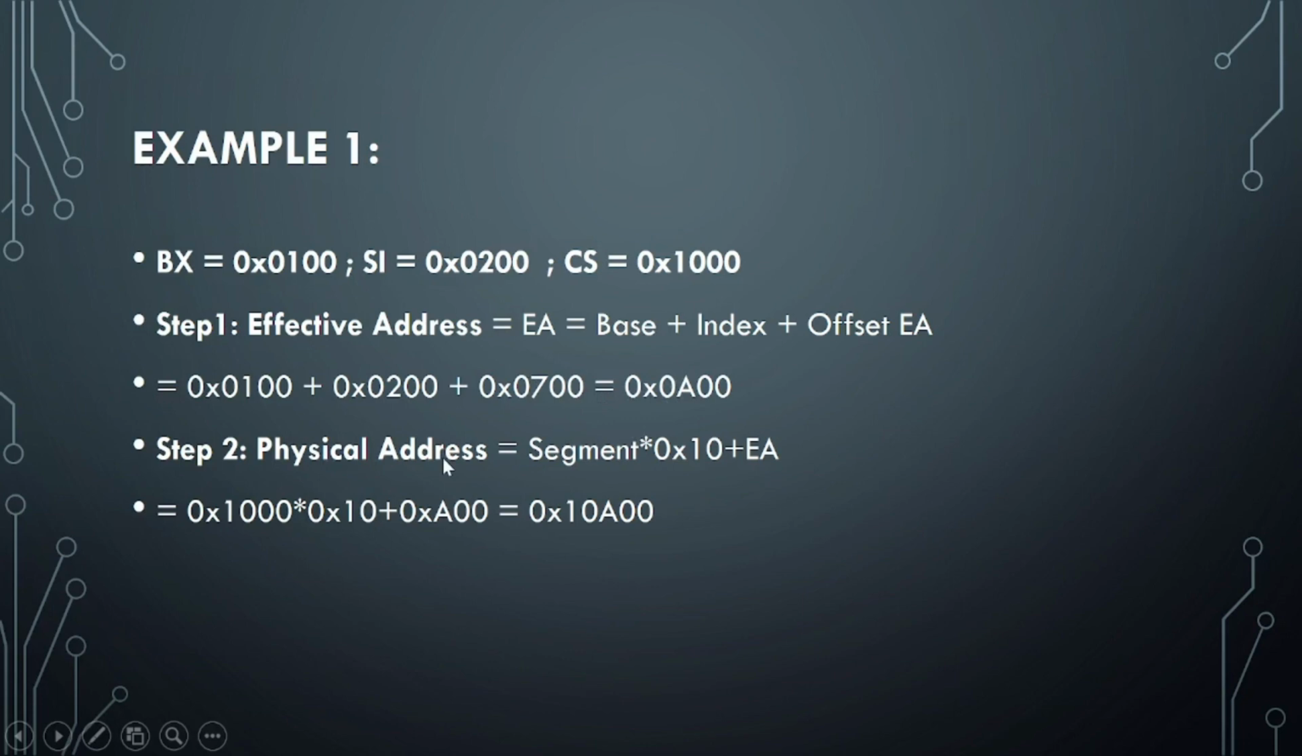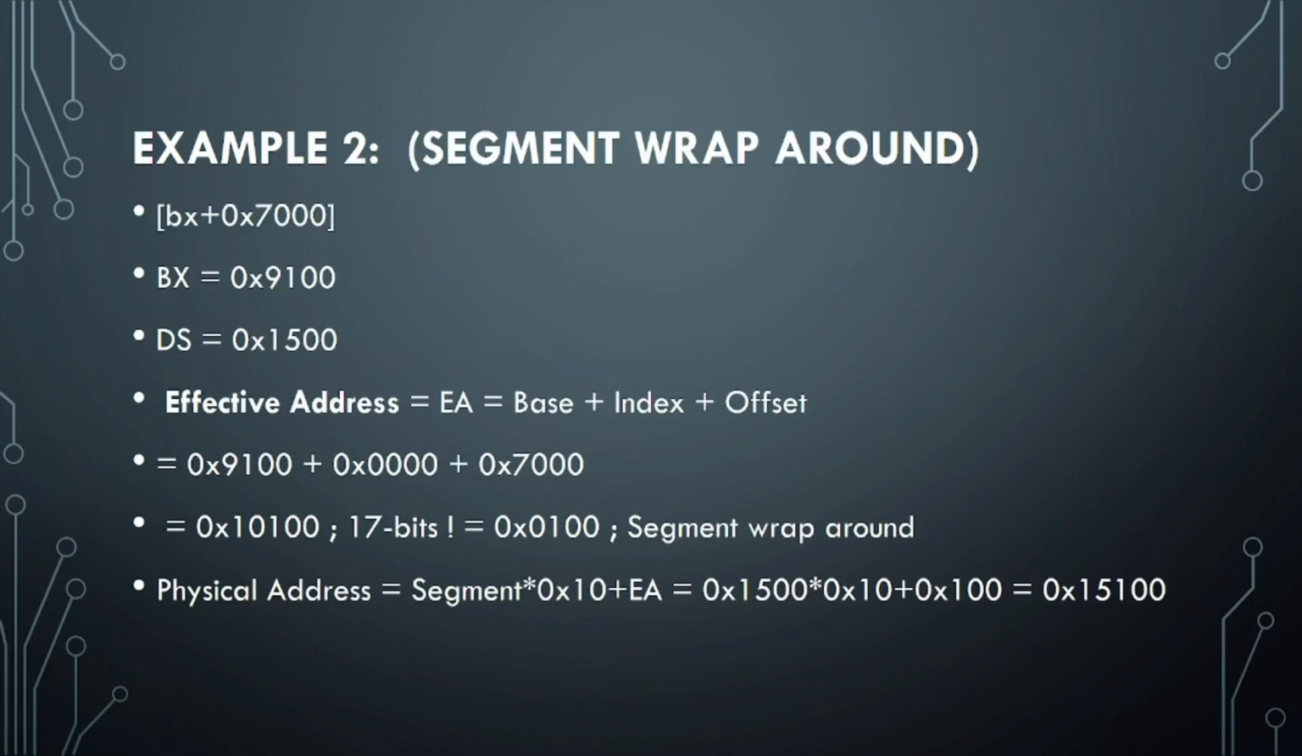Step 2 is physical address calculation. We have a formula: we have to multiply the segment with 0x10 and then add the effective address to it. So then we have 0x10A00. We can see here that the effective address is 16-bit while the physical address is 20-bit. I hope you understood. Let's see the next example and explore new concepts.